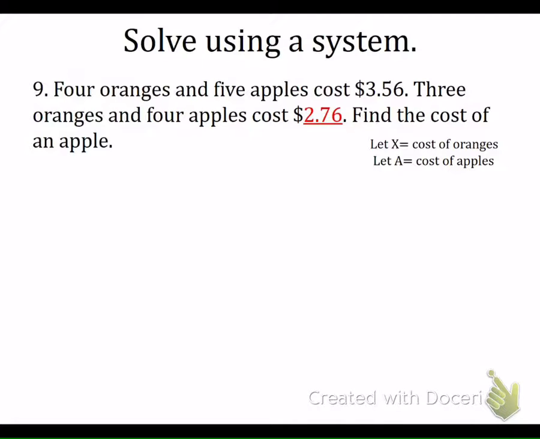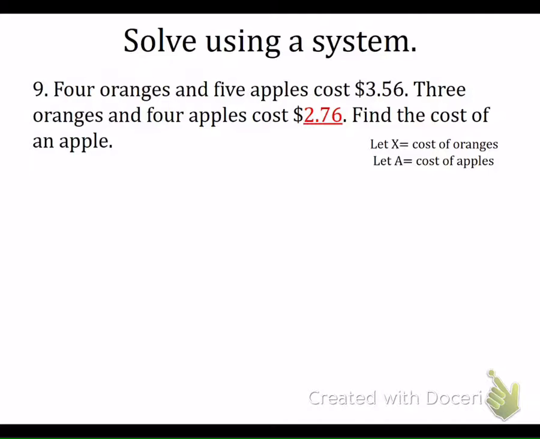Well, I'm going to use X's and A's. I don't like to use O's because they kind of look like zeros. So 4O would kind of look like 40, right? So I'll just use an X. I'm going to let X represent the cost of the oranges. I'm going to let A represent the cost of the apples. Now, if you want to use X and Y, that's fine. If you want to use O's and A's and just be really careful, that's fine too. This is what I'm doing, okay?